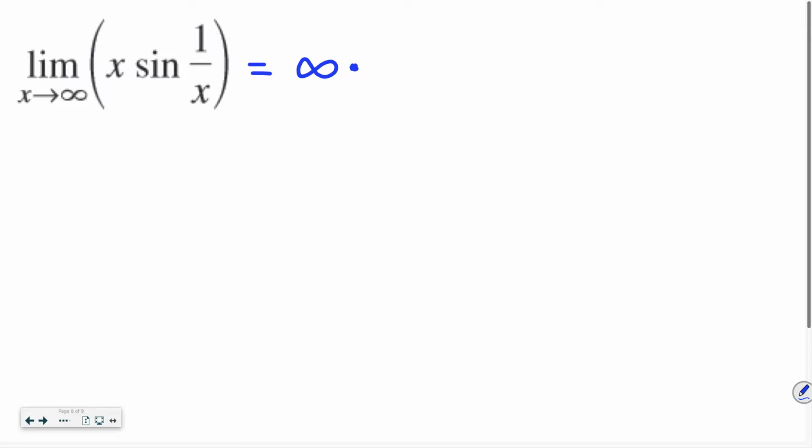Times sine of 1 over x. Well, what happens to 1 over x towards infinity? It goes to 0. So the sine of 0 would be 0. So if you look at this far away, that's... If you don't know the answer, it's probably 0. I mean, you got like a 1 out of 3 chance. You got infinity, negative.